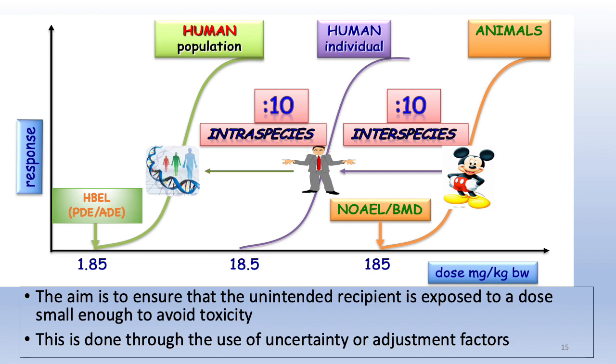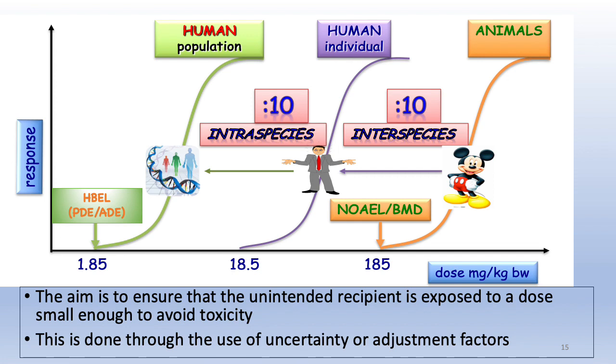So the whole idea really of the health-based exposure limits or the risk assessments that we do in toxicology is to ensure that the likelihood of any adverse effects occurring in a human being is very low, close to zero. And here I've said the aim is to ensure that the unintended recipient is exposed to a dose too small, or small enough, to avoid toxicity.